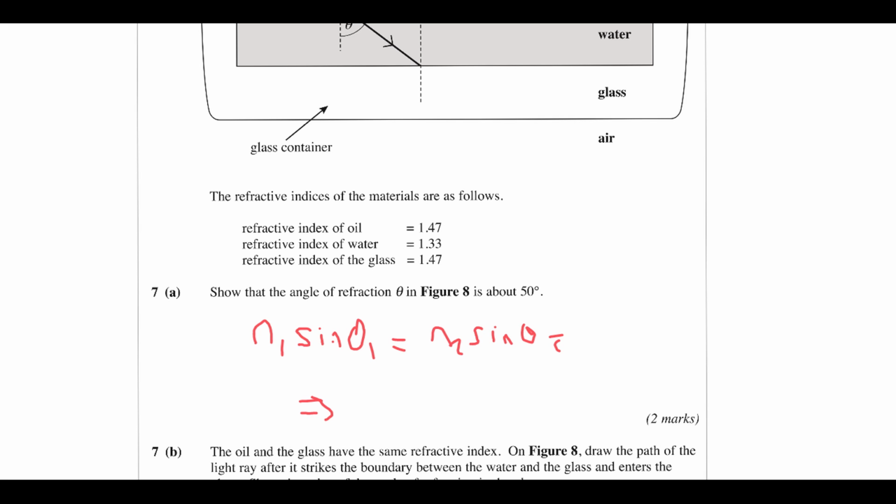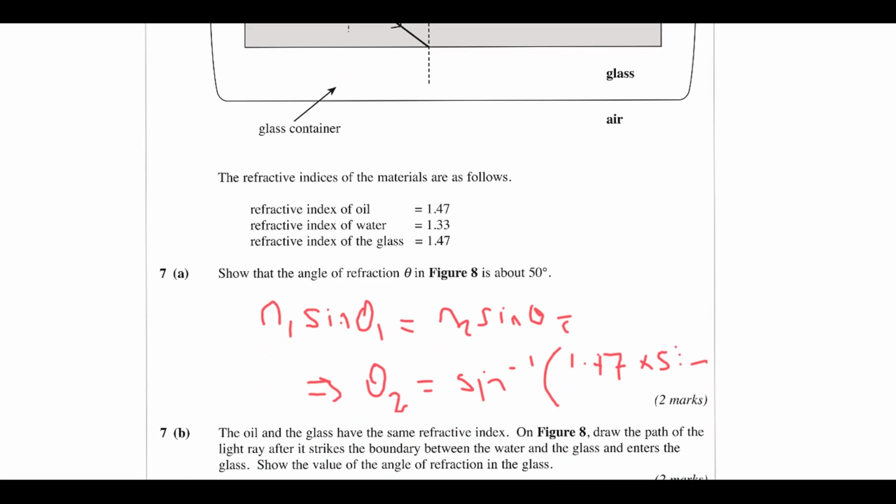So we want theta 2, which is going to be the inverse sine of N1, so it's starting off in oil, and it's by sine of, what was it, 44? And it's going into water, so 1.33. When we put all of those in, we get 50.15 and so on, so it's going to be 50 degrees to 2SF, which would be what we're looking for.